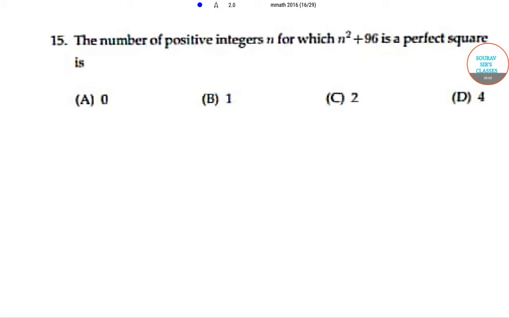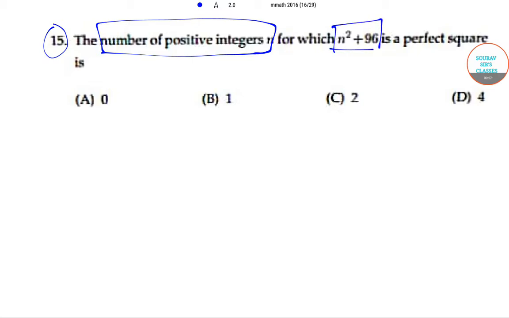Today we'll be solving the ISI MMath question paper of year 2016. Today we'll be solving question number 15 from the paper. So let's begin. In question number 15, it has been asked to find out the number of positive integers n for which n square plus 96 is a perfect square. The options are 0, 1, 2 and 4.